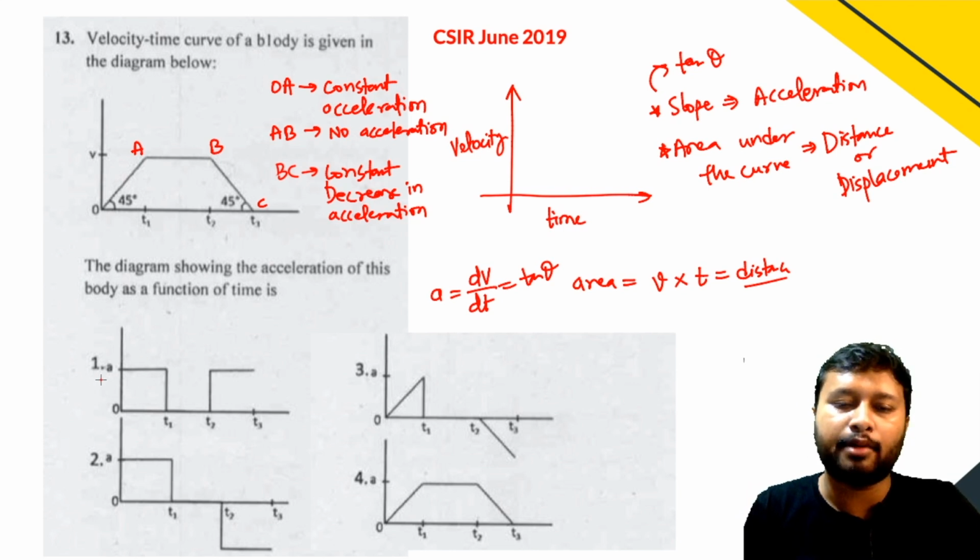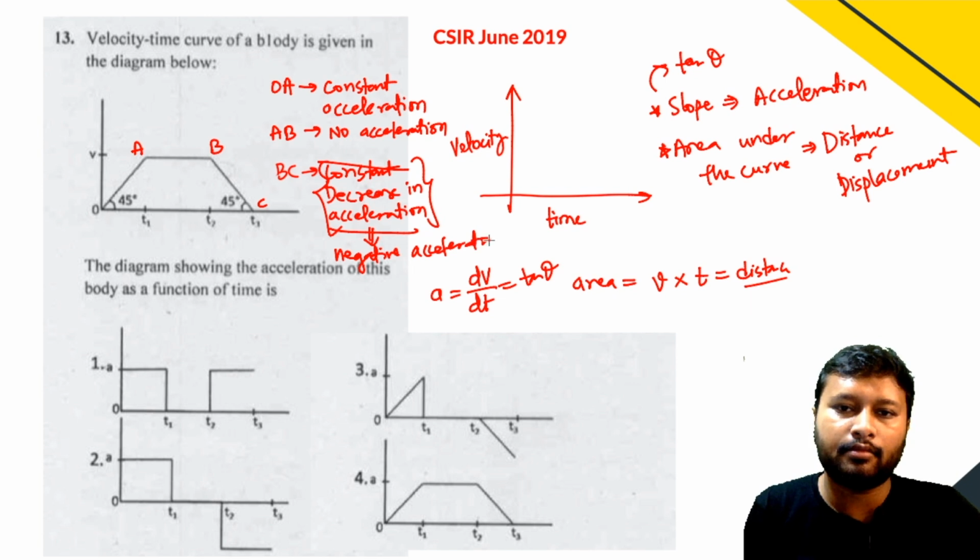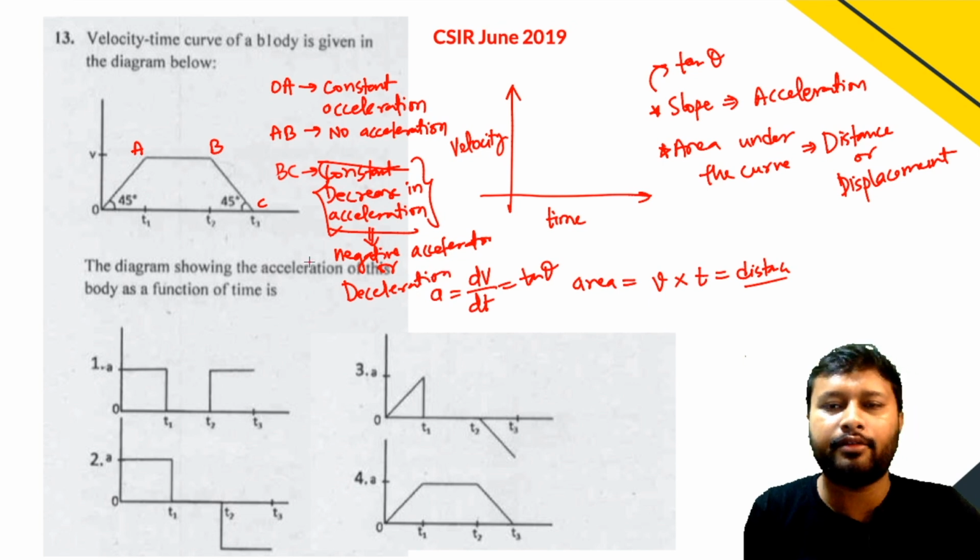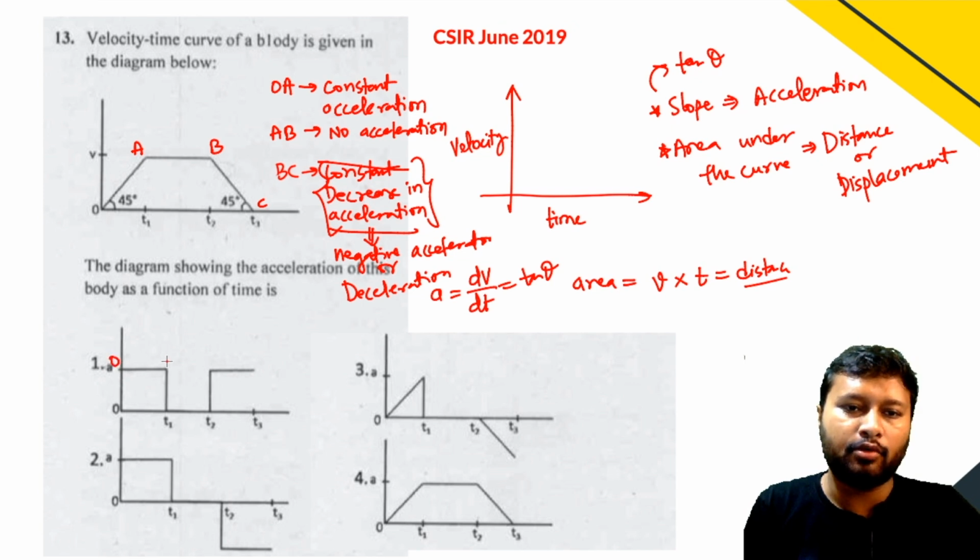Now let's look at graph number 1. It says that you have a positive value of acceleration. This constant decrease in acceleration is also called negative acceleration, or deceleration. These are all given in physics. So what does graph number 1 say? It says that between point O and A, you are having an acceleration. Okay, fine, till here it is correct. Then between point A and B, the acceleration is 0. Again, it is correct. We are not having any acceleration, so acceleration is 0.